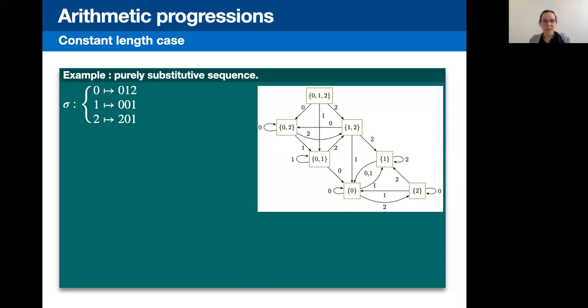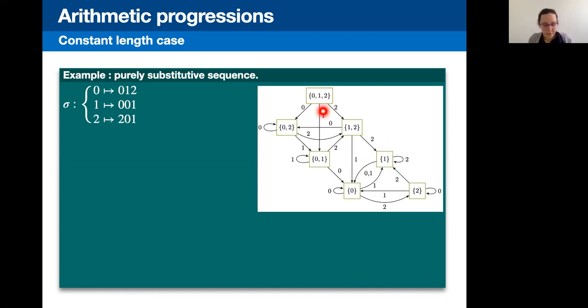So in our example, we can see, for example, that this vertex is reduced to one letter, so it will correspond to an arithmetic progression, a constant arithmetic progression. And we want to determine which progression this is.